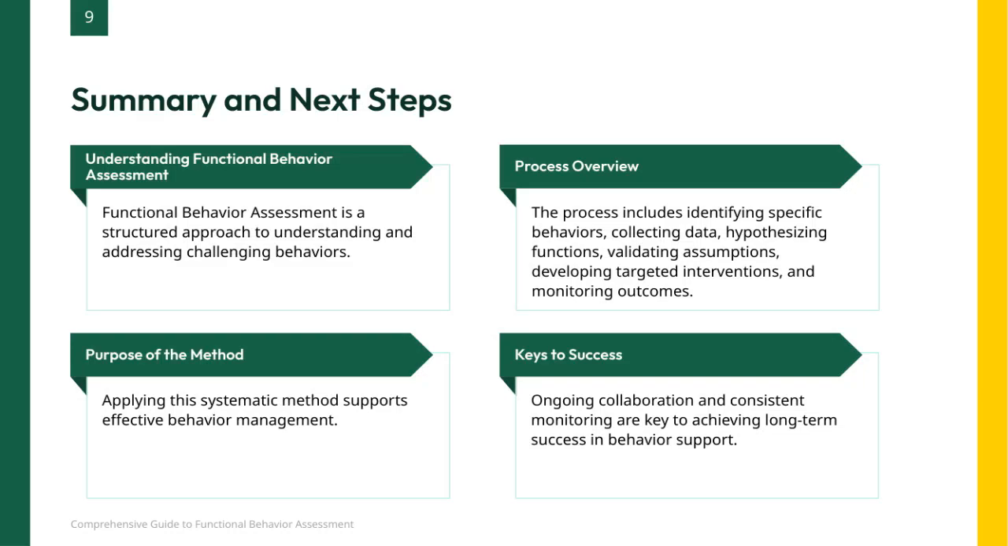To summarize, functional behavior assessment is a structured way to understand and address challenging behaviors effectively. The process involves several steps. First, we identify the specific behaviors we're concerned about. Then, we collect data to get a clear picture, develop hypotheses about the reasons behind those behaviors, and validate those assumptions. Based on this understanding, we create targeted interventions and continuously monitor their effectiveness.